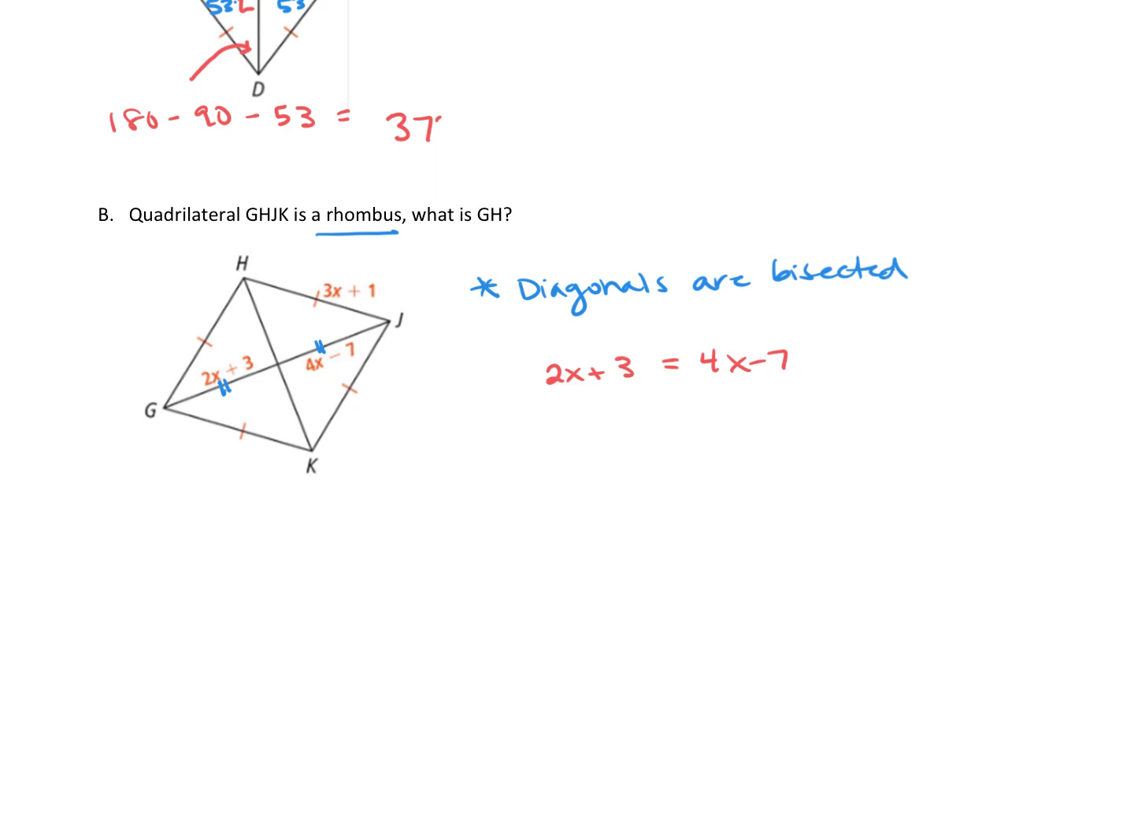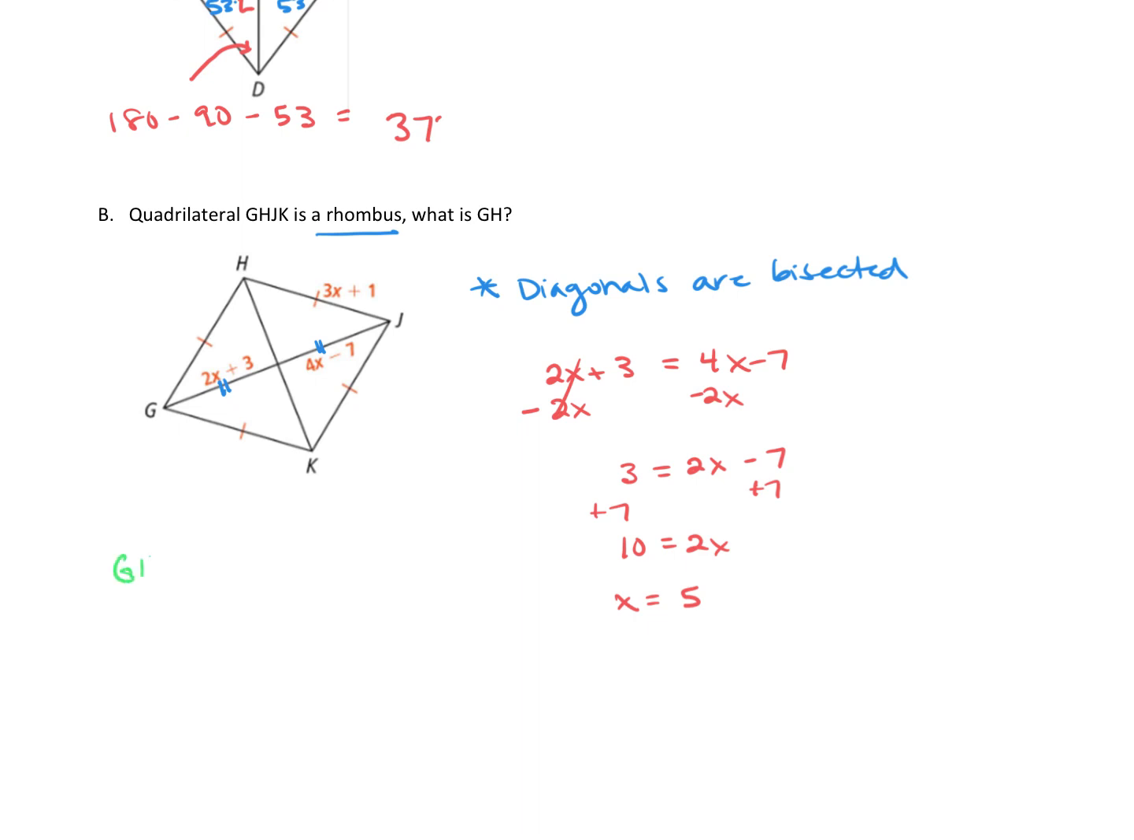So solving for x, we get our x's together first, so we can subtract 2x from both sides. Carry down our 3 equals 4x minus 2x is 2x. Carry down our minus 7. Now let's solve for x. We'll add 7 to both sides. So 10 is equal to 2x, and then if we divide both sides by 2, we get x equal to 5. They didn't ask us what x was, they did ask us what GH was, so we had to do that legwork in order to answer the question.